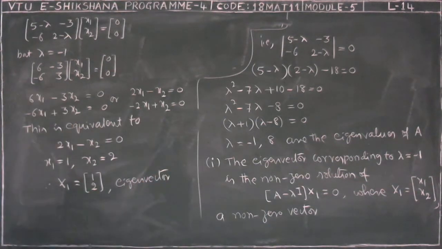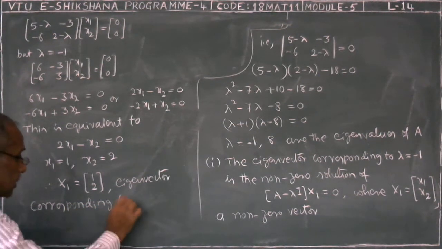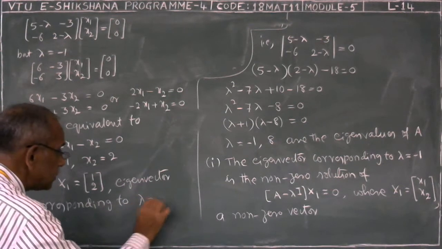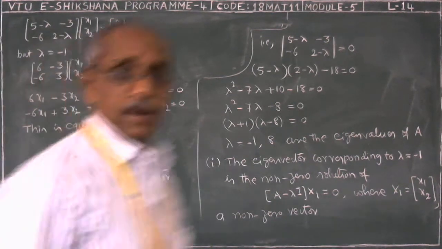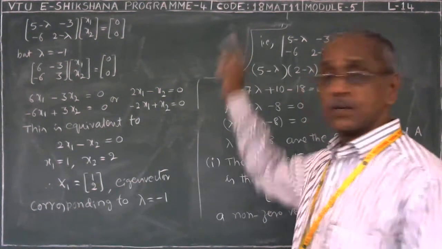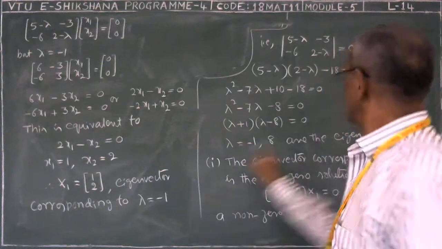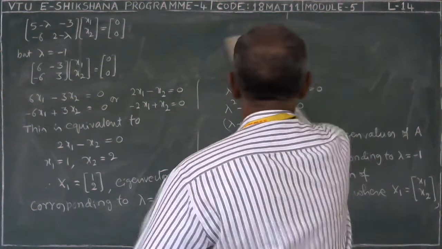Eigenvector corresponding to eigenvalue lambda is equal to minus 1. So let me find out the eigenvector corresponding to lambda is equal to 8. That is our next case.